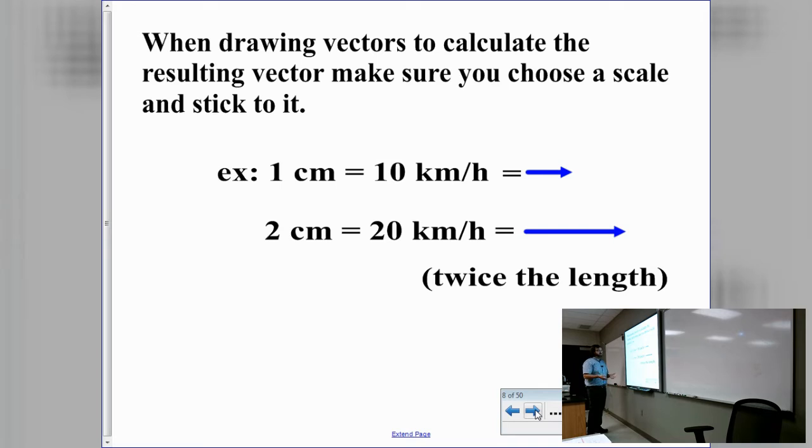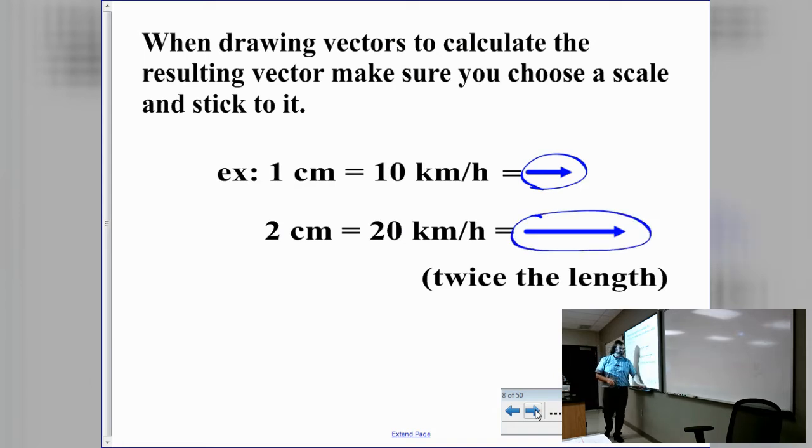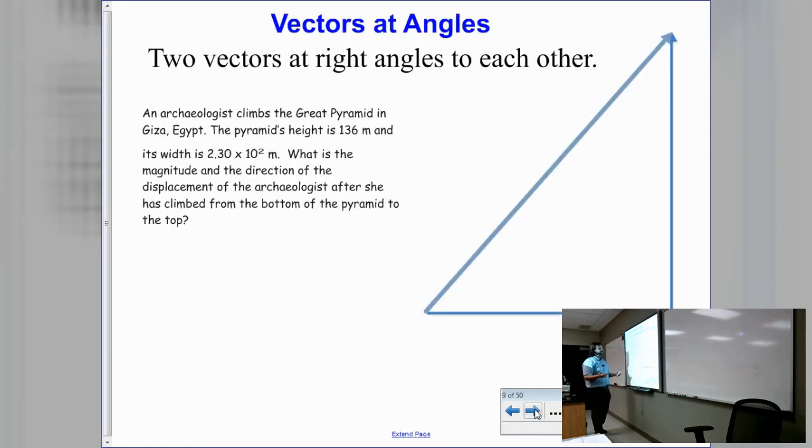So if you want to do that, which again we won't really do very much, when you're drawing vectors to calculate the resulting vector, you need to choose a scale and stick to it. For example, if 1 centimeter on your scale is representing a velocity vector, then 1 centimeter might equal 10 kilometers an hour, and you might draw an arrow like this blue one here. But if something's going 20 kilometers an hour, your vector arrow needs to be twice as long as that. So again, you need to stick to a scale, and you would have to measure your directions using a protractor.